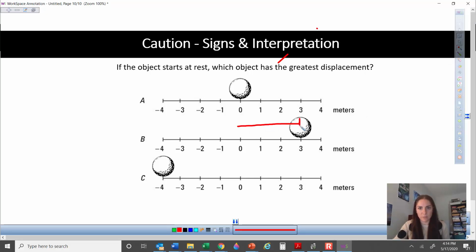So from here to here, this is my displacement, right? And then from here to here.